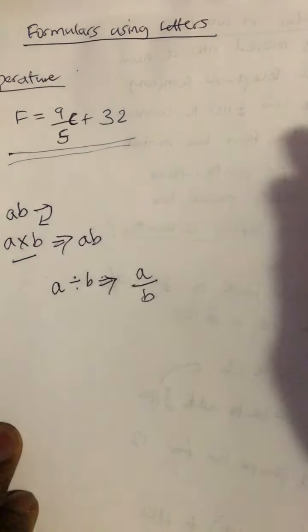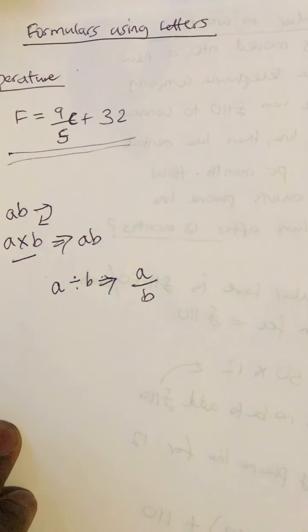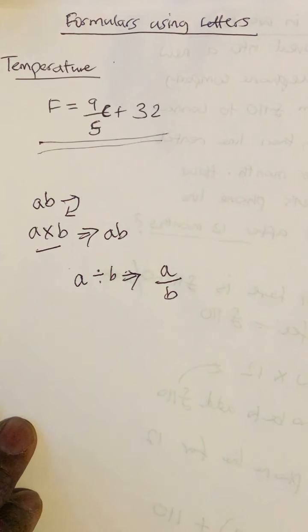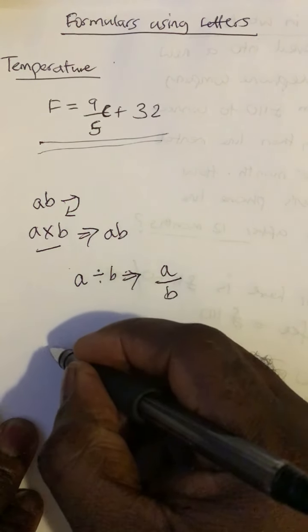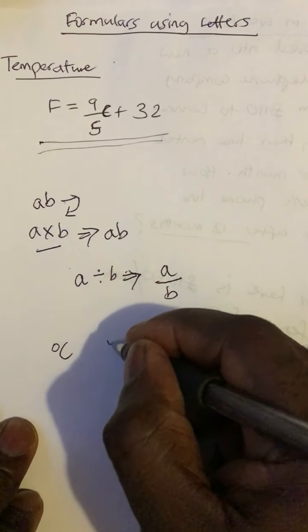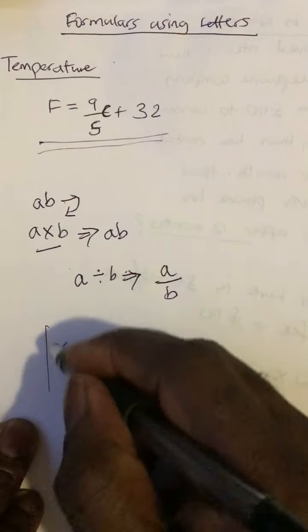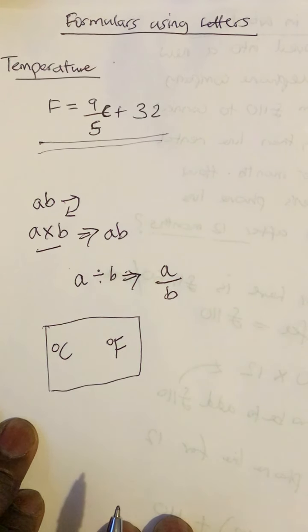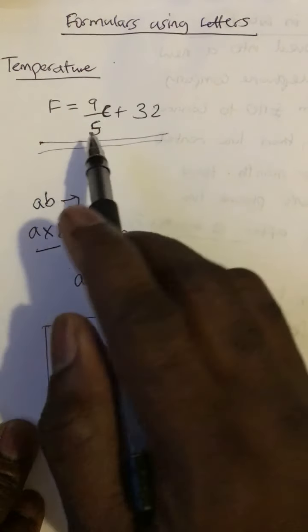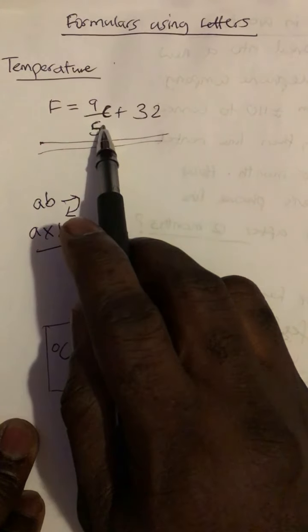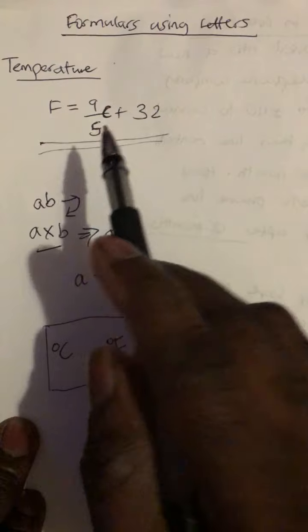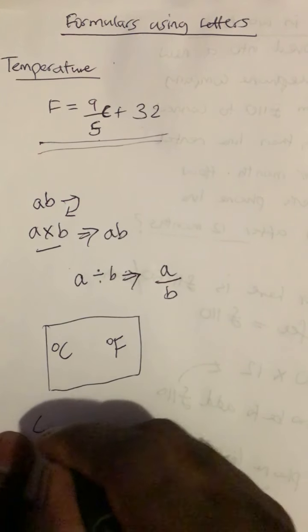So for example, now if we are to work this out, this is an example of a formula, and it has to do with temperature. Temperature can be measured in degrees Celsius, which is °C, or degrees Fahrenheit, represented as °F. So these are the two quantities by which temperatures can be measured. So for example, the formula here, F equals 9 over 5 times C plus 32, can be used to swap between Fahrenheit and Celsius.